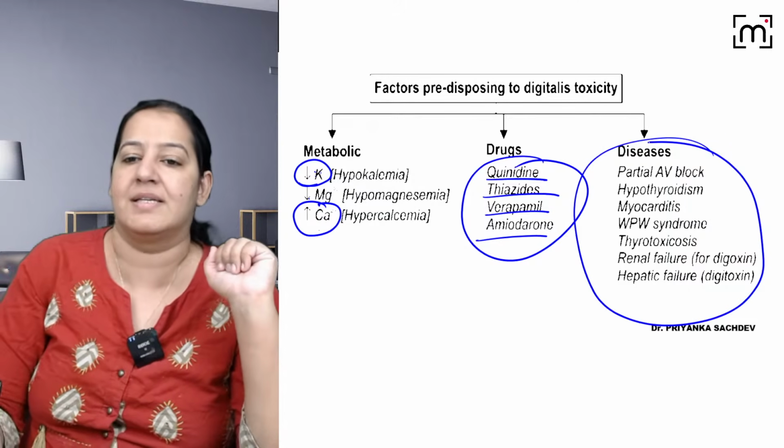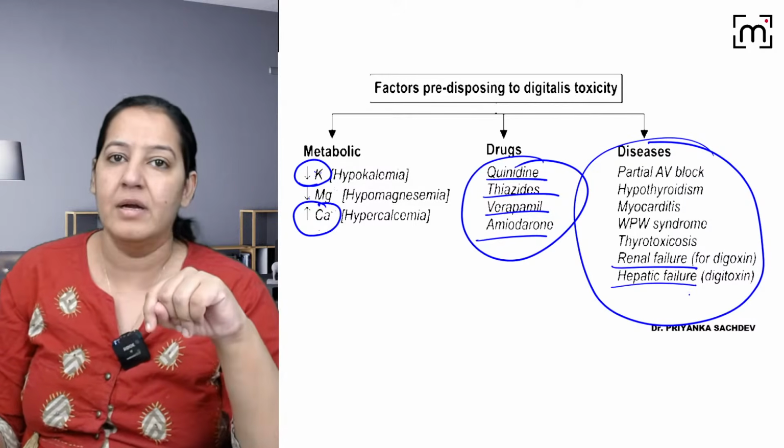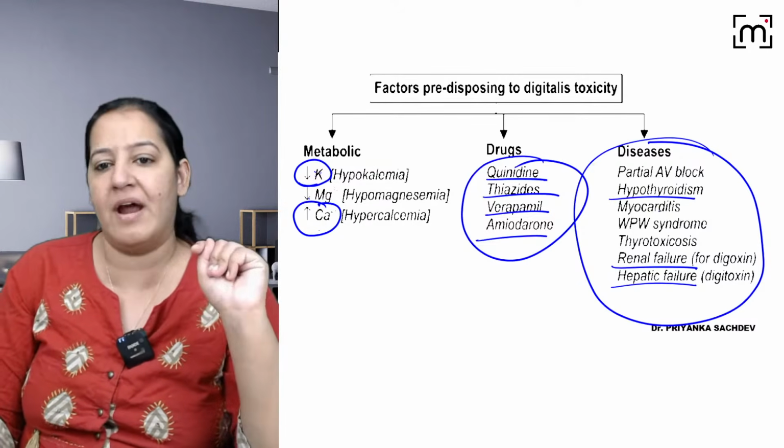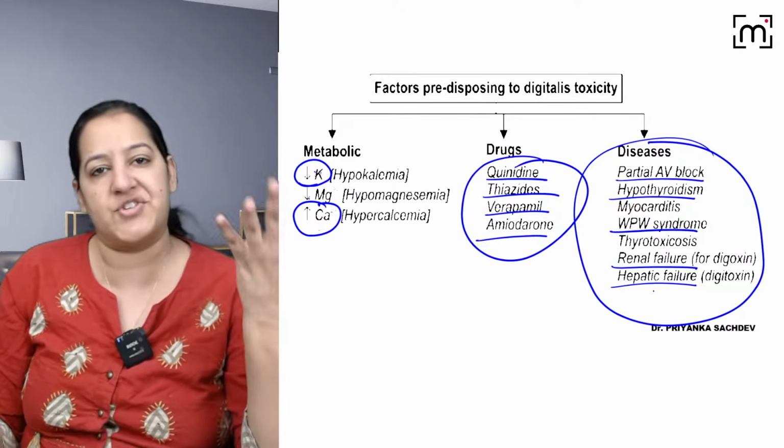There are certain diseases. If the patient already has renal failure, if they already have hepatic failure, right? If the patient has hypothyroidism, WPW syndrome, AV block, they can also lead to Digitalis toxicity.